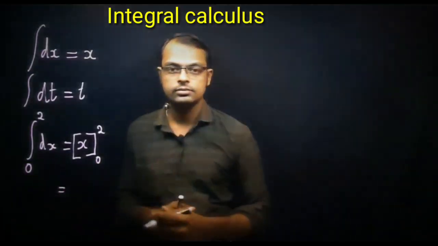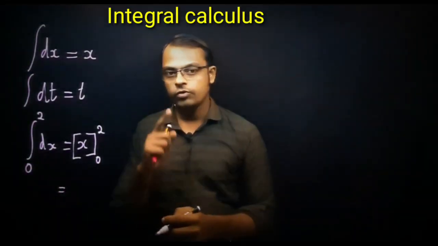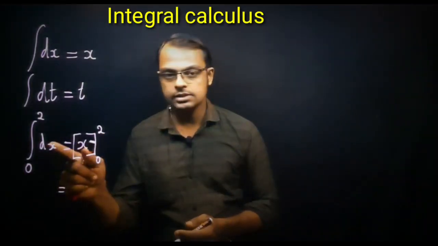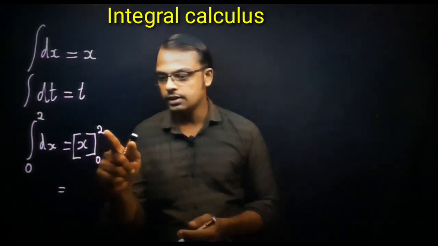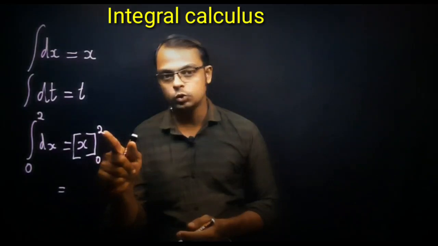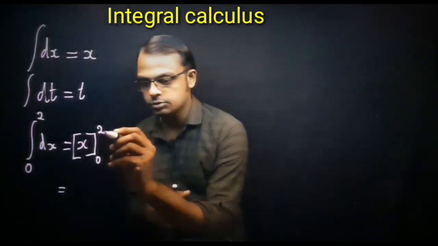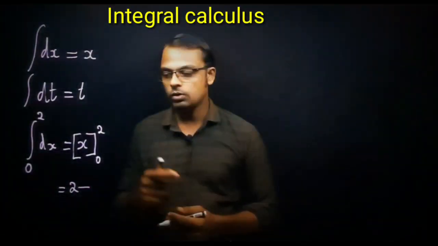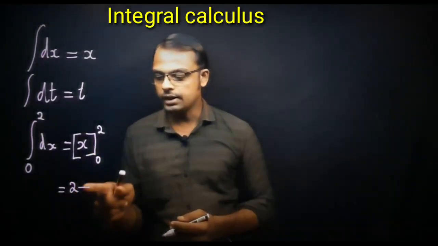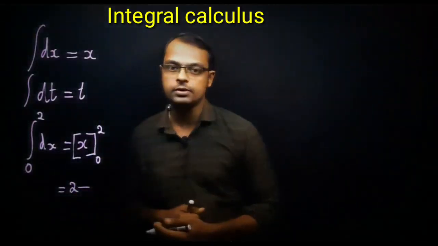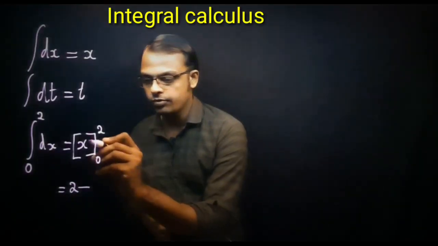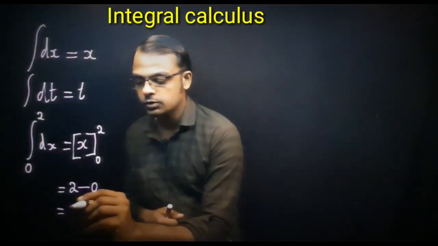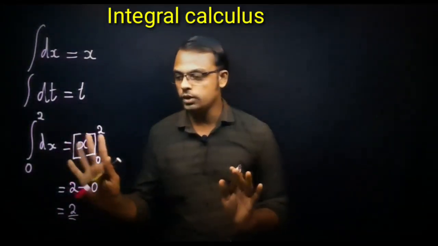After writing this, listen carefully: first you apply the upper limit in the variable. What is the variable here? X is the variable, right? So first of all, I am applying the limit to x. So x must be what? 2. Instead of x, if I am substituting 2, it becomes 2. Next, minus. So we have substituted the upper limit, minus. Next you have to substitute for what? Lower limit. Here what is the lower limit? 0. So if I substitute 0 for x, the answer becomes what? 2 minus 0. So what is the answer? 2 is the answer. There is no unit, we are simply writing 2.